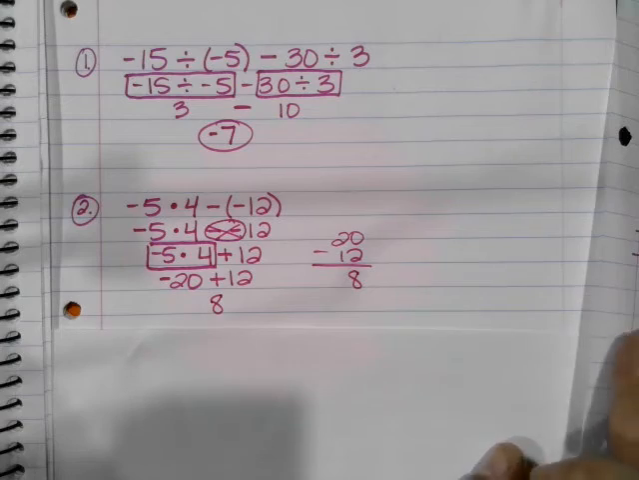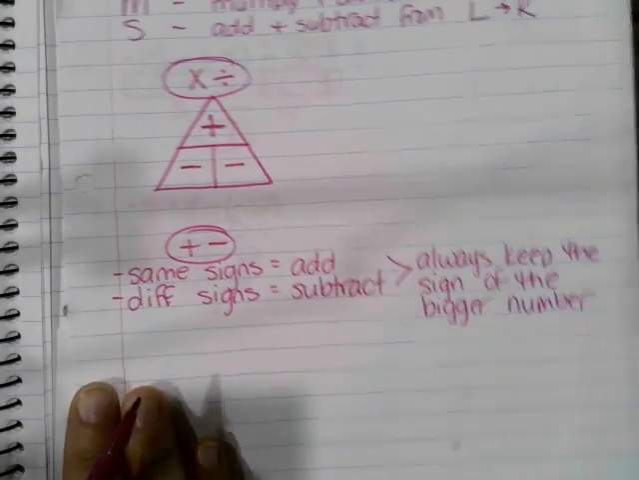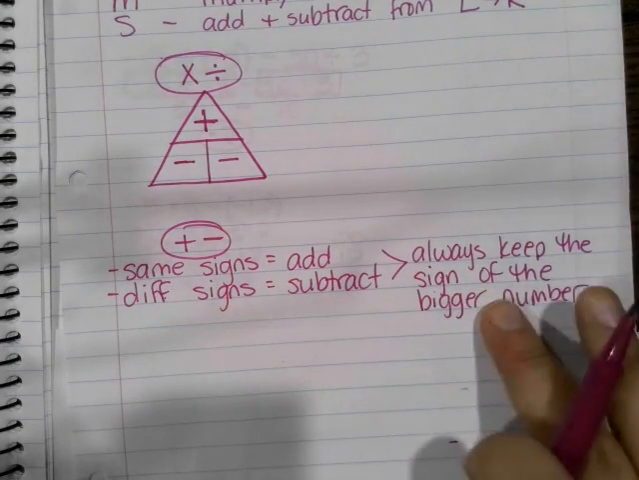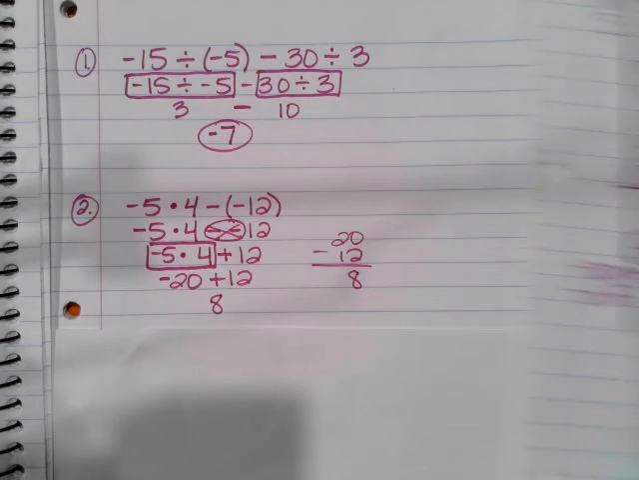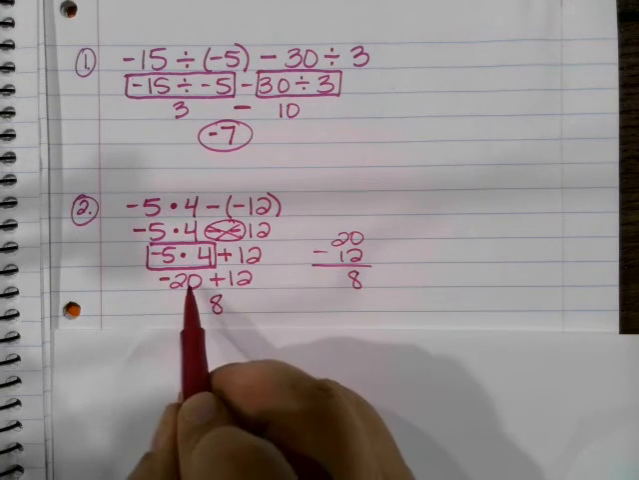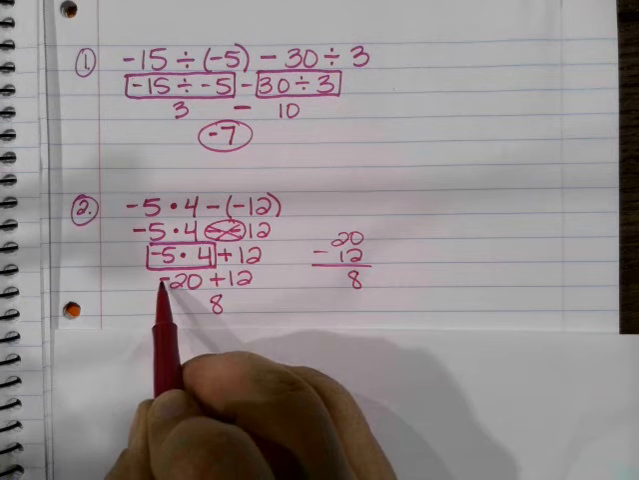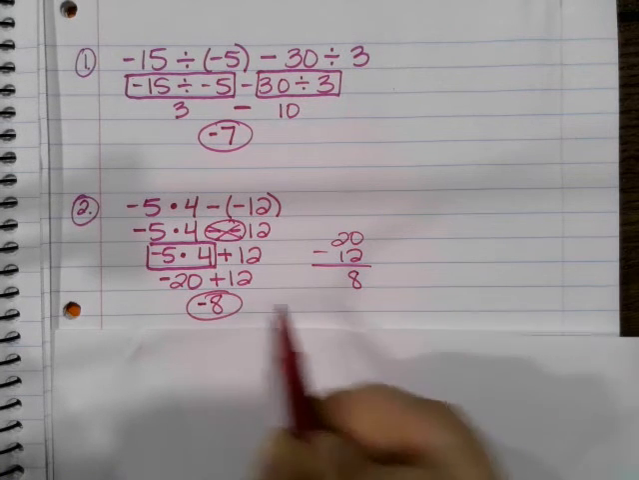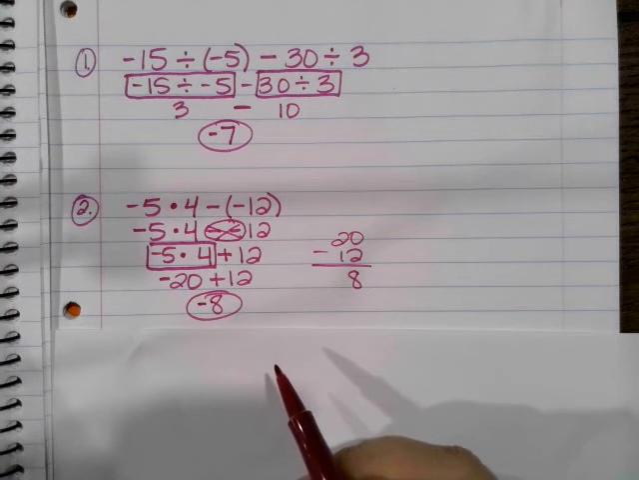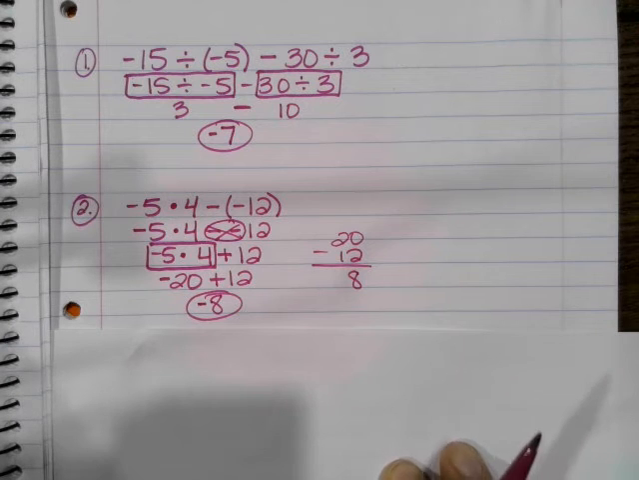And then we always, again, refer back. Always keep the sign of the bigger number. So 20 is bigger than 12, so 20 was negative, so my answer is also negative. And that is it. My answer is negative 8.